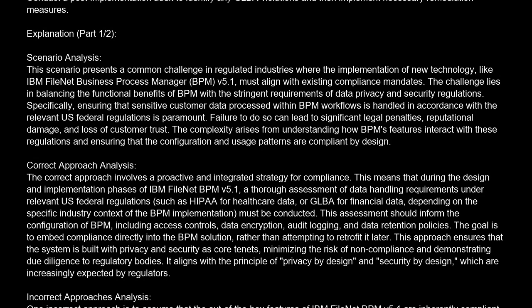The correct answer is C. Conduct a post-implementation audit to identify any GLBA violations and then implement necessary remediation measures.